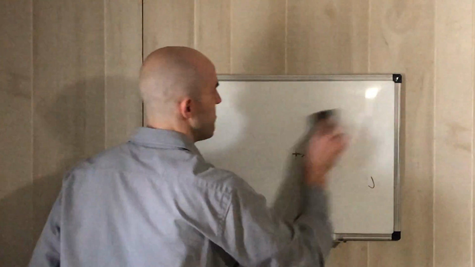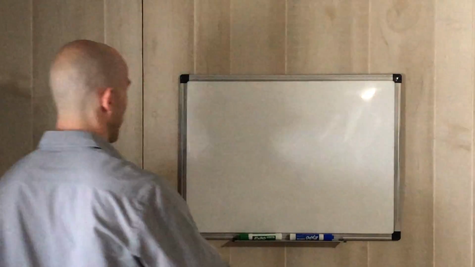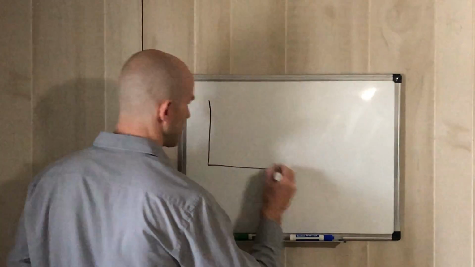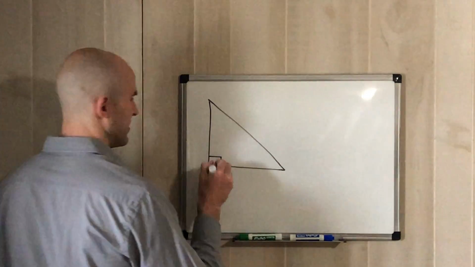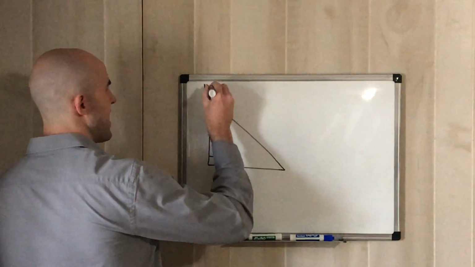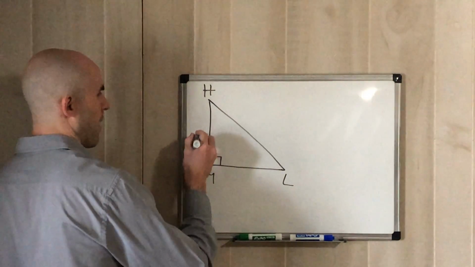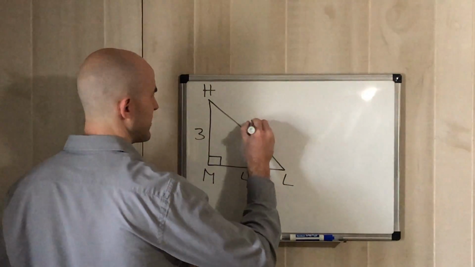Now again, let me show you how you actually use this to start setting up formulas, to start setting up the ratios to solve. I'm going to give you a triangle again, and now I'm going to give you measurements on this triangle. Again, it's always got to be a right angle. That's going to be H, that's going to be L, that's going to be M. I'm going to say that this here is 3, that's 4, that's 5.